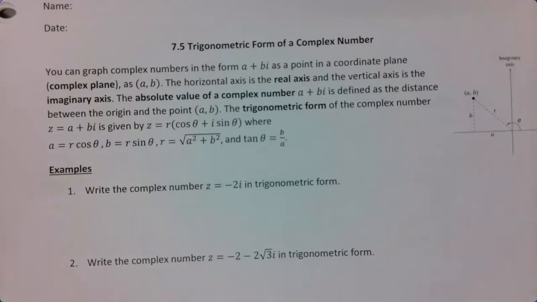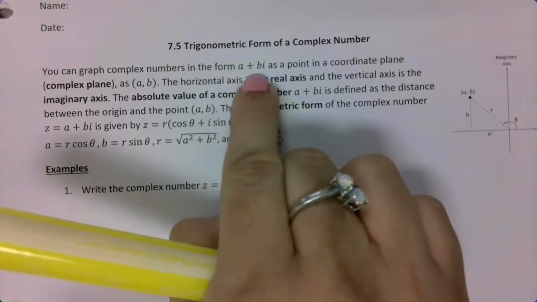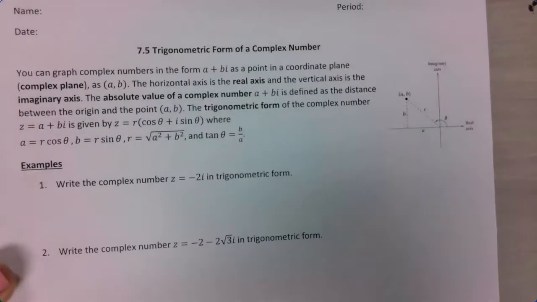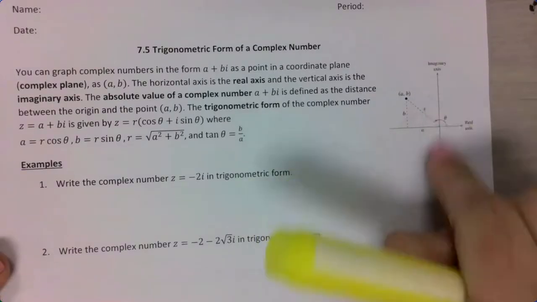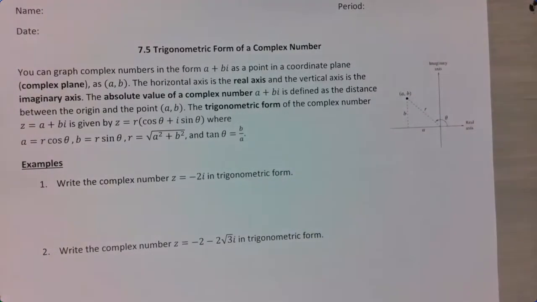Okay, so we can graph numbers in the form a plus bi. So these are imaginary numbers, remember? The a part is real, the bi is imaginary. So just like a normal coordinate plane, the real axis is the a value. The imaginary axis is the b value with bi.